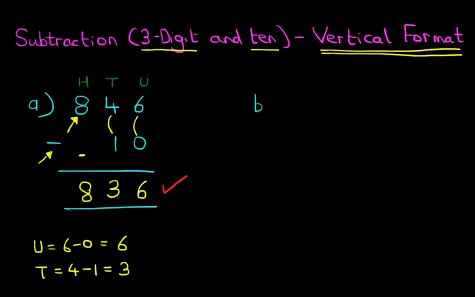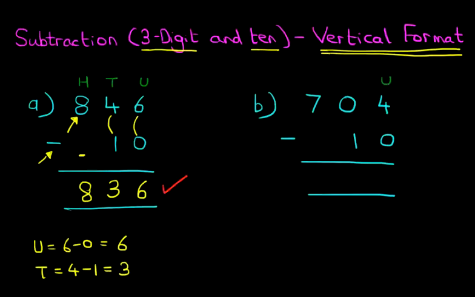Now let's have a look at our second example. This one is a little bit tricky. We've got 704 minus 10. Let's label the columns, and as we've said before, you don't have to, but it's good practice. Units, tens, hundreds. And we are ready to go ahead and do the subtraction. As always, we start on the right hand side first. Let's show the workings here.